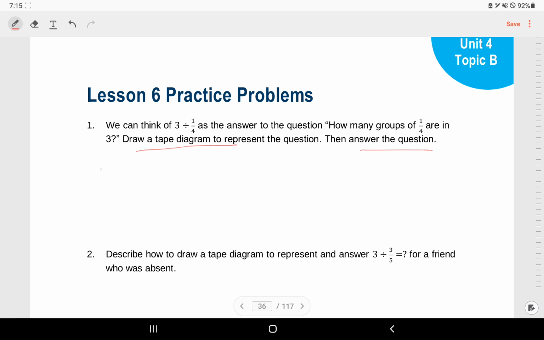So, we want 1/4 in 3, so that's 4 times 3. In other words, we want 1/4, 1/4, 1/4, and 1/4. Well, 4/4 is 1 whole. Well, we want 3 wholes, so 4 times 3 is 12. So that's why we want 12 boxes. And each box represents 1/4 because we want equal groupings.